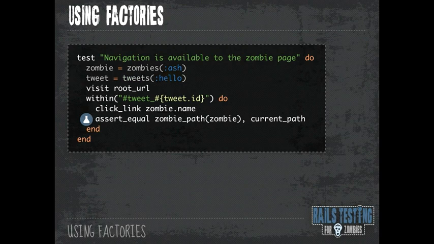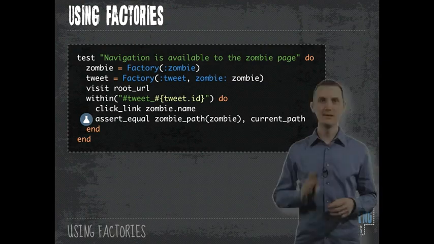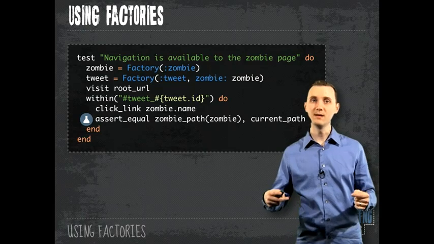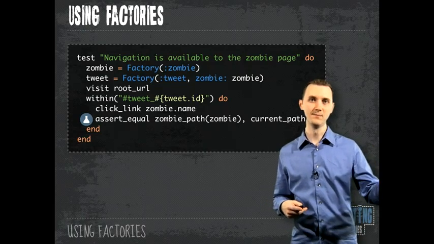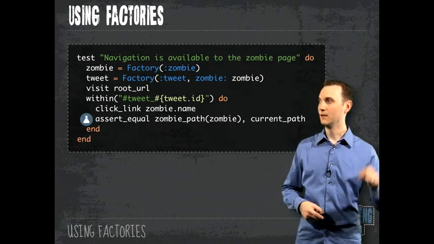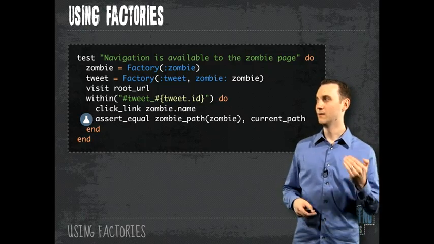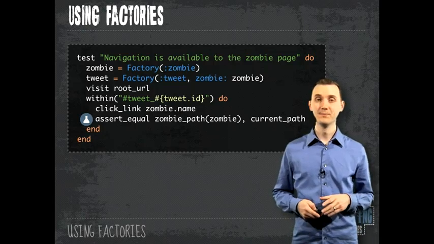So using factories, we could say zombie equals factory zombie. We could say tweet equals factory tweet. In this case, you can see I actually passed the zombie into the tweet, and that's because the tweet factory, in all likelihood, has an association to a zombie already. And if I just said factory tweet, it's actually going to create a new tweet with a new zombie that isn't the same one that I just created. So in this case, I pass in the zombie that I've already created, so it overrides that auto creation. And now I have a zombie, a tweet, and everything else stays the same.